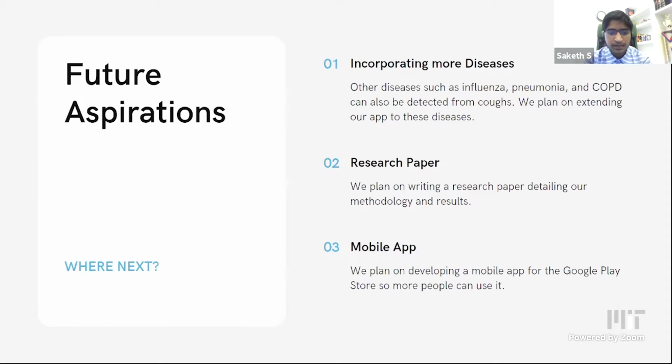We also plan on writing a research paper detailing our unique methodology as well as our great results on the COVID dataset as well as the other datasets that we looked at. And then afterwards, we plan on developing a mobile app so we have a broader reach to those who only have a phone and cannot access our web app on their computers.